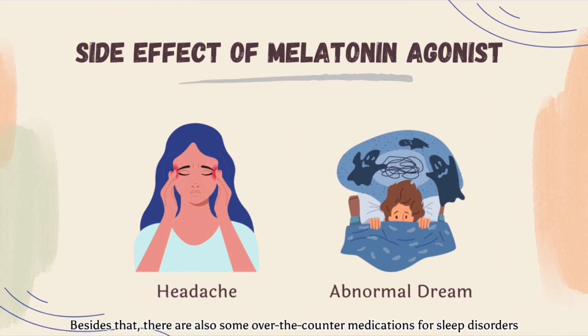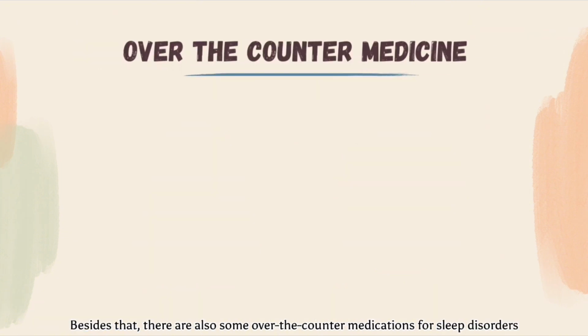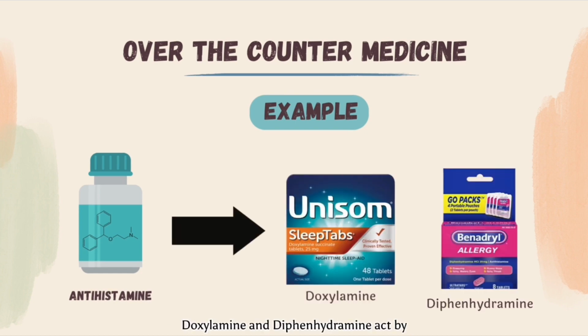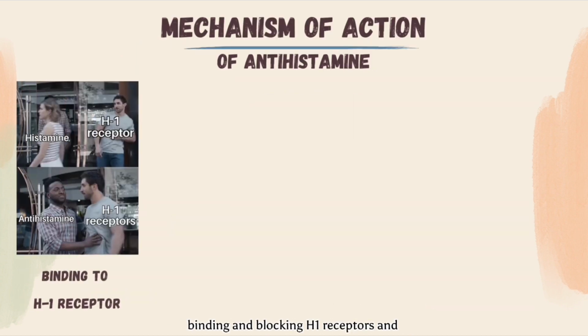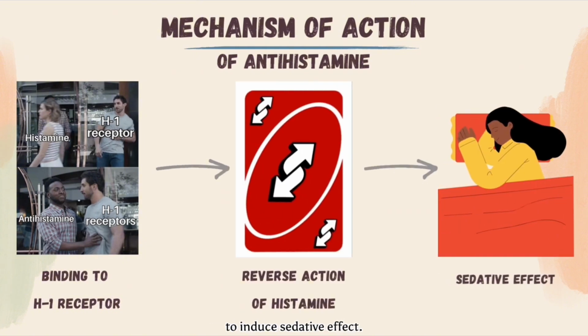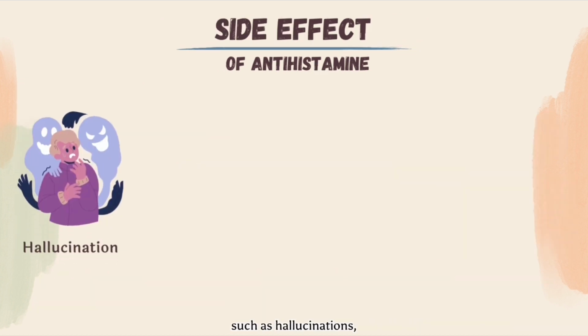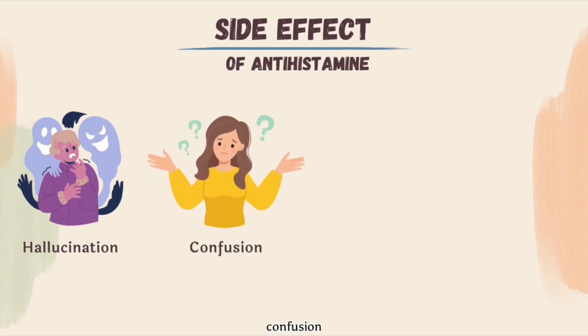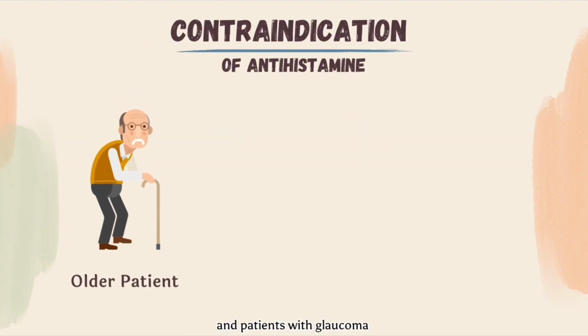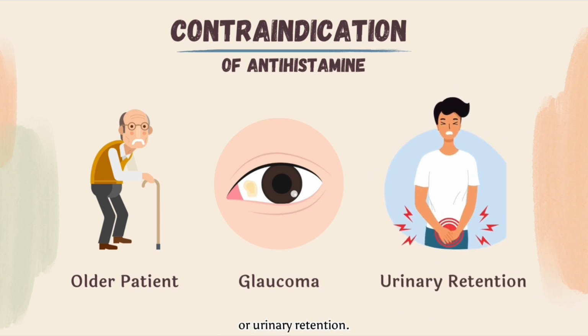Besides that, there are also some over-the-counter medications for sleep disorders such as antihistamine, which is minimally effective in inducing sleep. Doxylamine and diphenhydramine act by binding and blocking H1 receptors and reverse the action of histamine to induce the sedative effect. However, it may give rise to anticholinergic side effects such as hallucination, confusion, dry mouth, and constipation. Antihistamine should be avoided in older patients and patients with glaucoma or urinary retention.